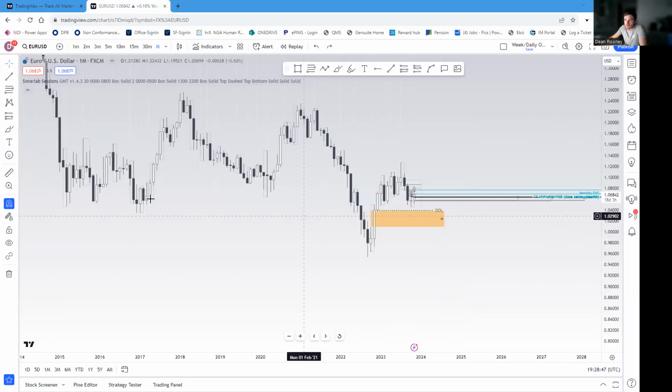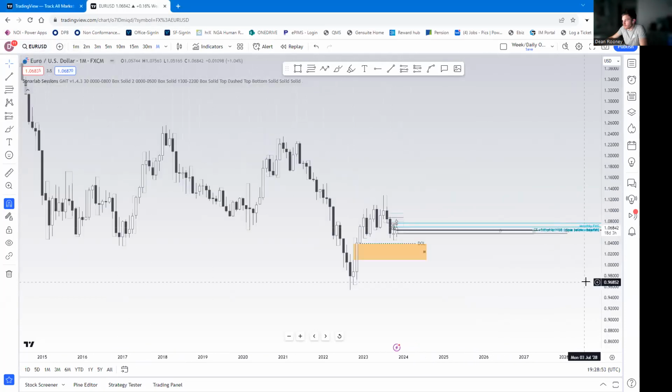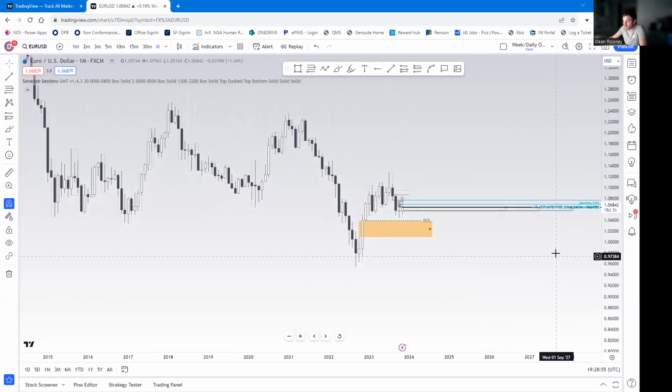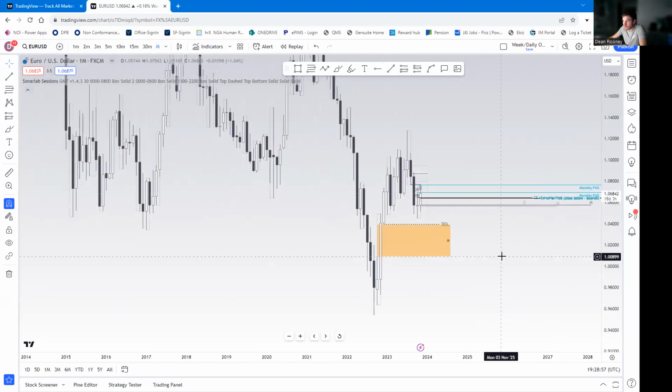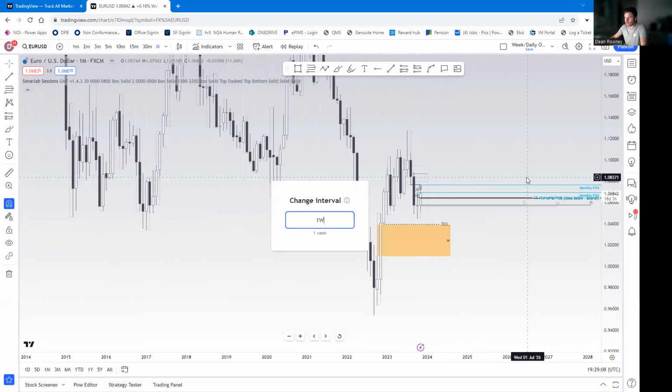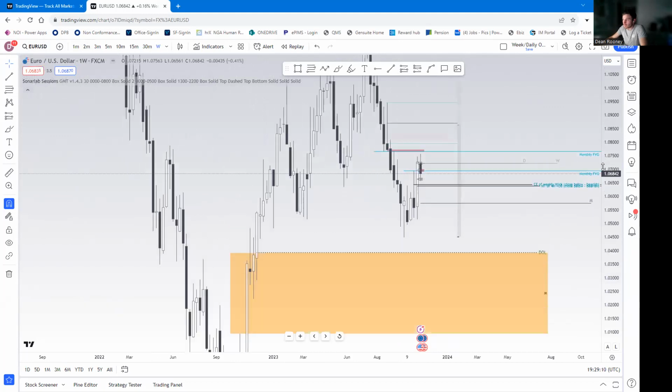So I'm going to run through my expectations for Euro USD this week. Now, last week I actually outlined what I would like to see. So the monthly here, I still think we're coming down into this here, and we've got this marked up drawn liquidity here. So if I go down into a weekly chart, what happened?